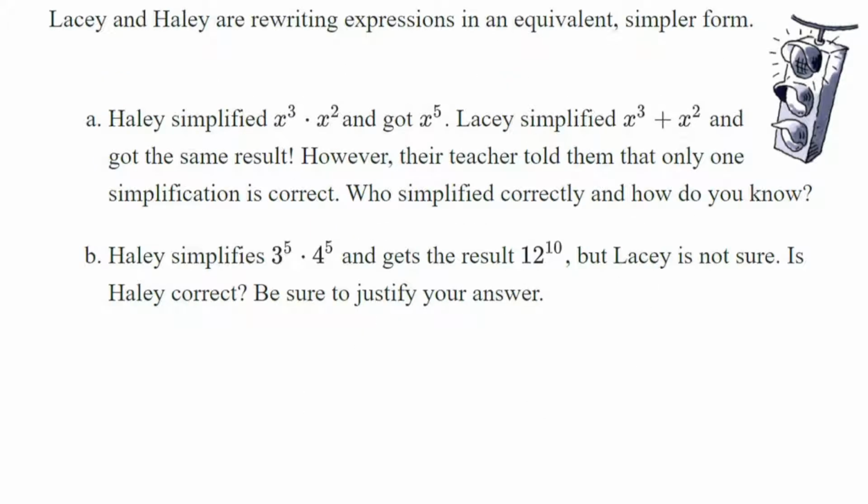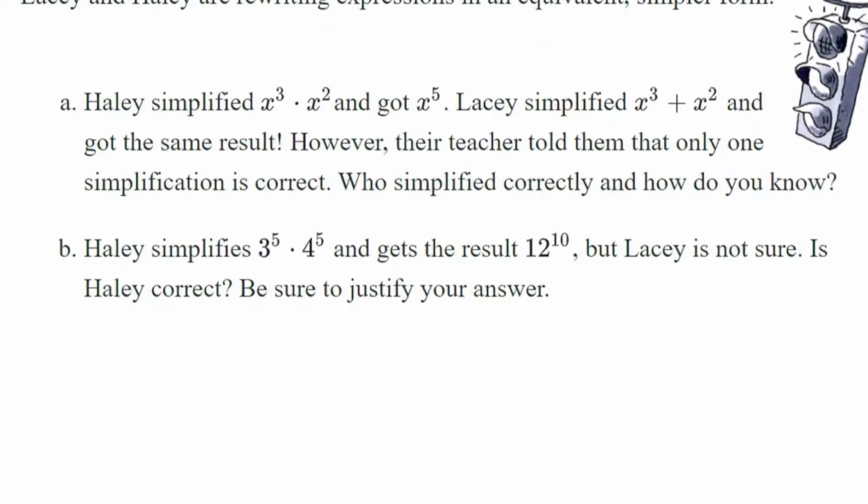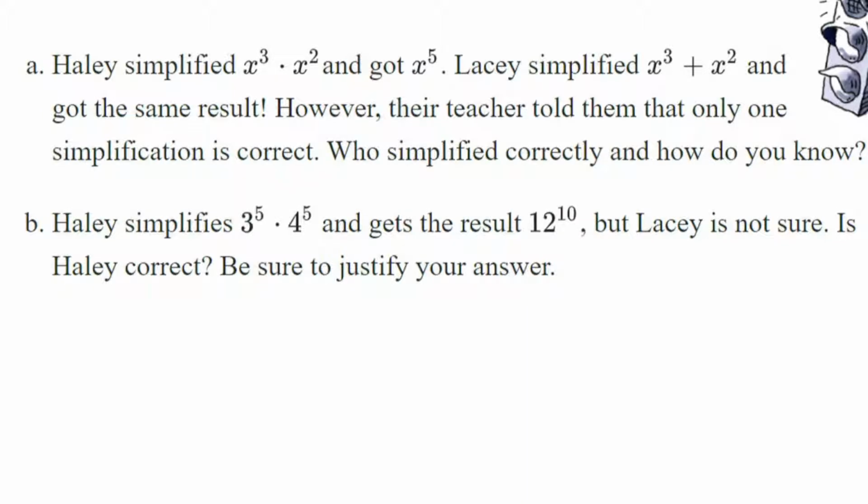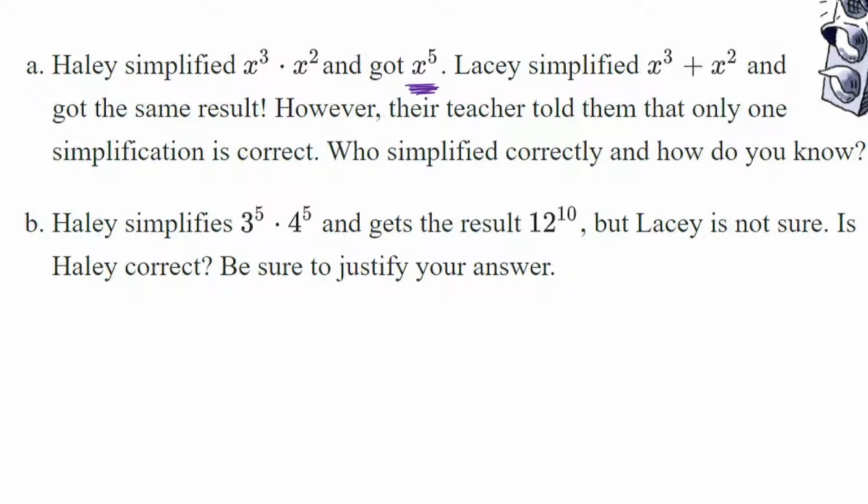Okay, so Lacey and Haley are rewriting expressions in equivalent, simpler forms. And Haley simplified the expression x to the third times x to the second, and she got x to the fifth power. Lacey simplified x to the third plus x squared, and she got exactly the same result. However, their teacher told them that only one simplification is correct. Who simplified correctly, and how do you know?